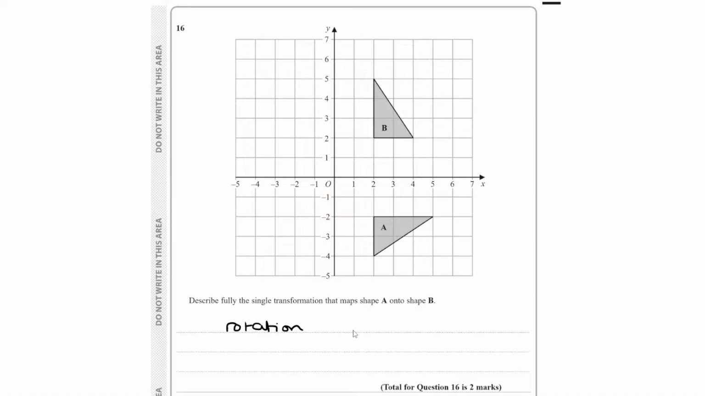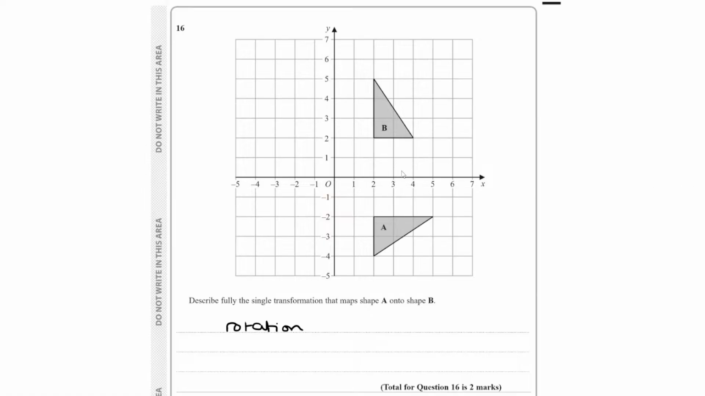You can't just write rotation, right? You have to say something about it. So what can we say about a rotation? There's two pieces of information we need to know. One is the number of degrees, and possibly also including the direction. So 90 degrees, 180 degrees, that kind of thing.